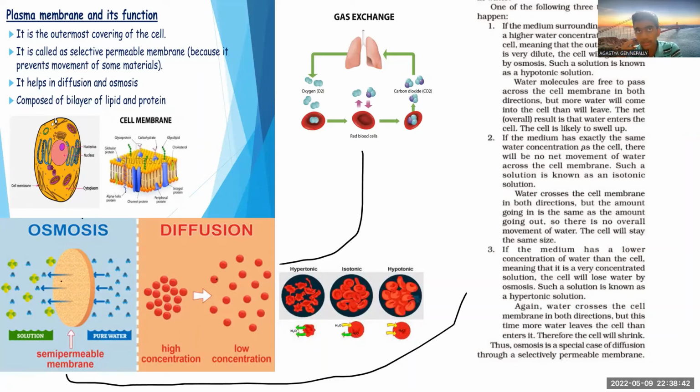Osmosis is a very important process. It occurs in daily life too, of course. Yeah, it does occur. You can see over here, osmosis is a special case of diffusion. It's just given so that we can understand it in a more efficient manner. So osmosis is a special case of diffusion that occurs through a selectively permeable membrane, or a semi-permeable membrane, whatever you call it. Clear with this cell membrane topic?